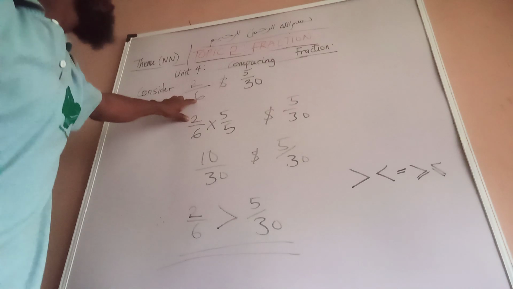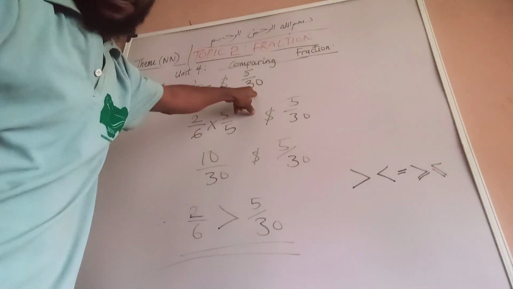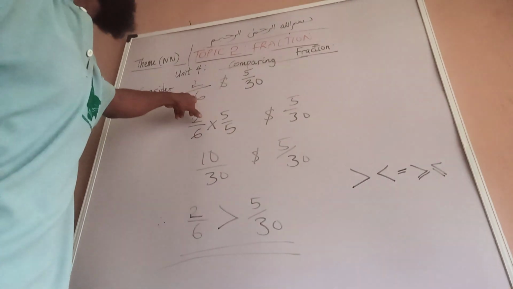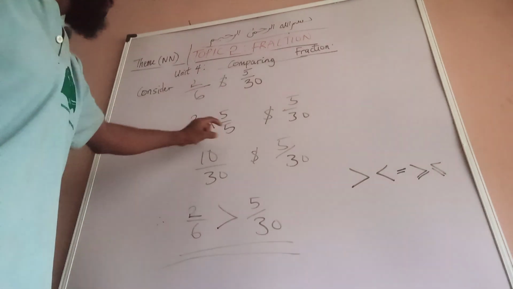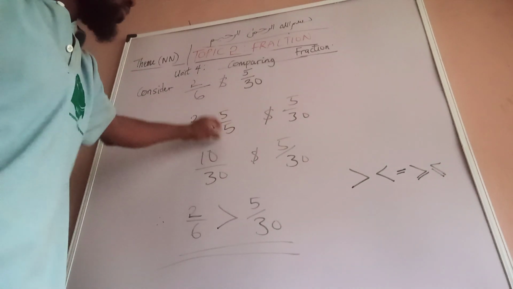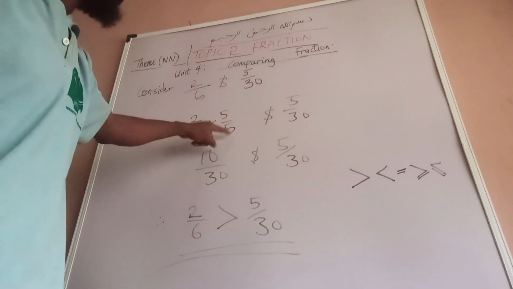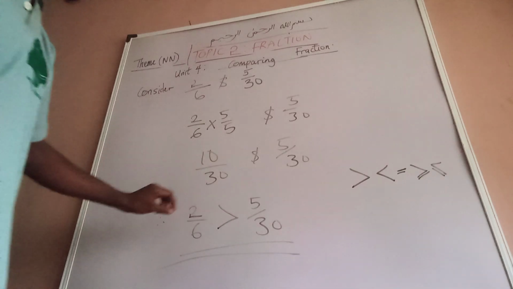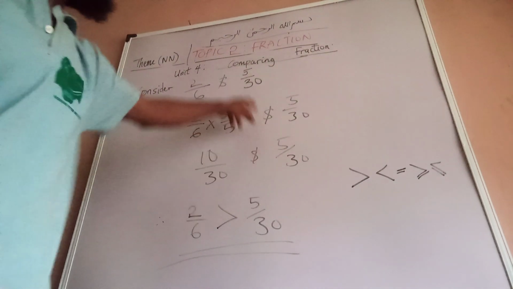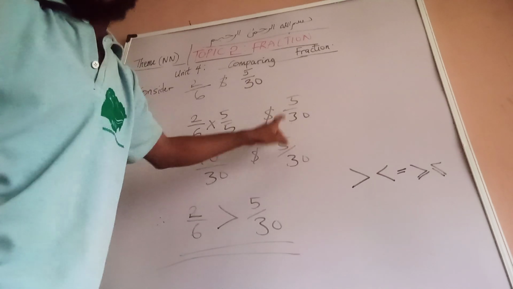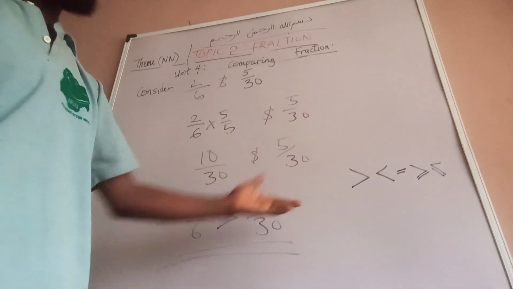You now look for a whole number that you can multiply with this smaller one to give us this same 30. Definitely it is 5. Now that 5 will multiply the numerator and the denominator, not only the denominator, of this smaller one. So we say 2 times 5, 10, 6 times 5, 30. And this one again, we are comparing it with. Now, based on this, 10 out of 30 and 5 out of 30, which one is bigger?